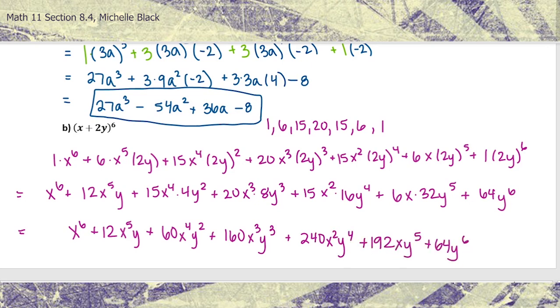Then you should end up with x to the 6th plus 12x to the 5th y plus 60x to the 4th y squared plus 160x to the 3rd y to the 3rd plus 240x squared y to the 4th plus 192x y to the 5th plus 64y to the 6th.